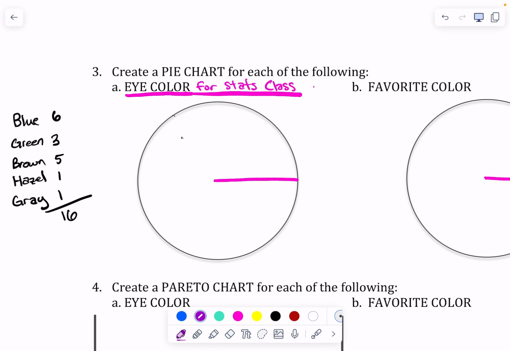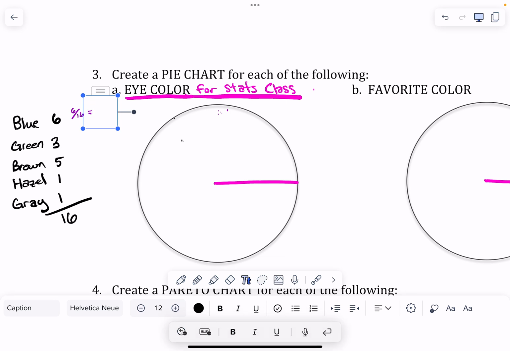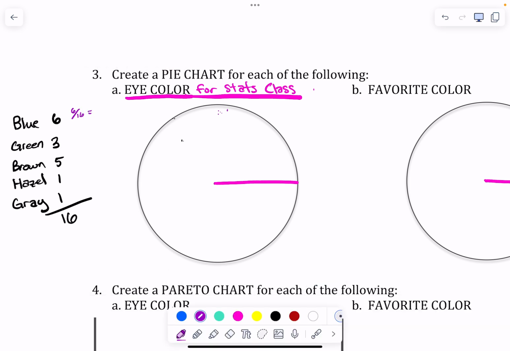Okay. 6 out of 16 is what decimal? Does somebody have a calculator? Give me a moment. Billy's got it. 6 over 16. 0.375. Oh, I should have known that.